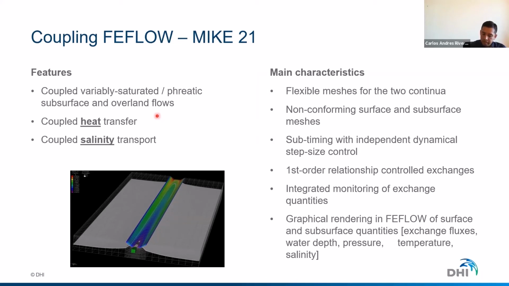In FEFLOW, you define via discrete feature elements what the coupling area is, what the coupling region is, where you want to provide estimation of fluxes between these two software packages. That's it. Then the software MIKE 21 and FEFLOW do the entire job. There is a time stepping control automatically in FEFLOW. In MIKE 21, fluxes are changed following a first-order relationship.